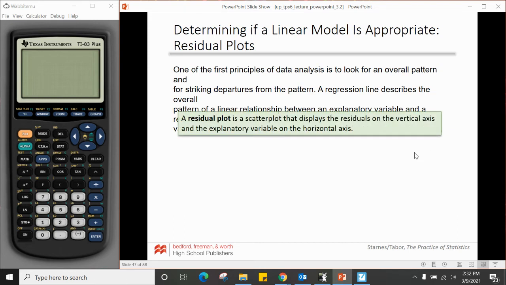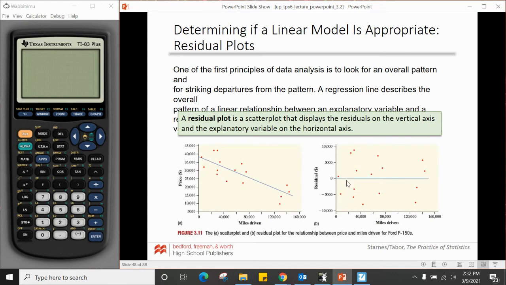Basically, what we're going to do is take a residual plot, which is a scatter plot that displays the residuals on the vertical axis and the exploratory variables on the horizontal axis. And if you did that, here it is. So we can do this on the calculator.